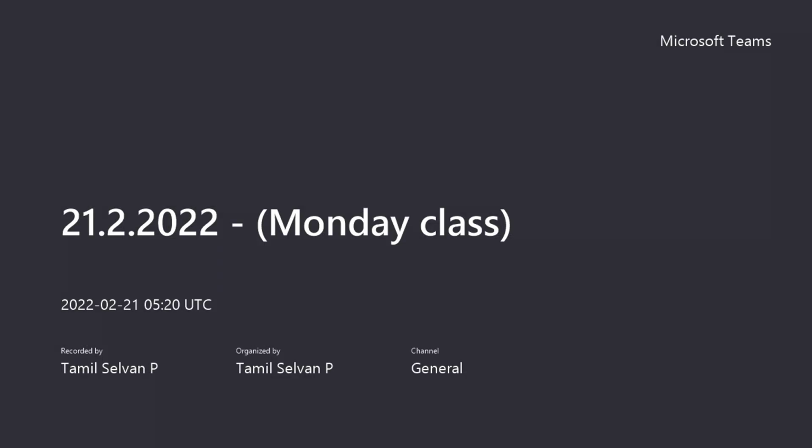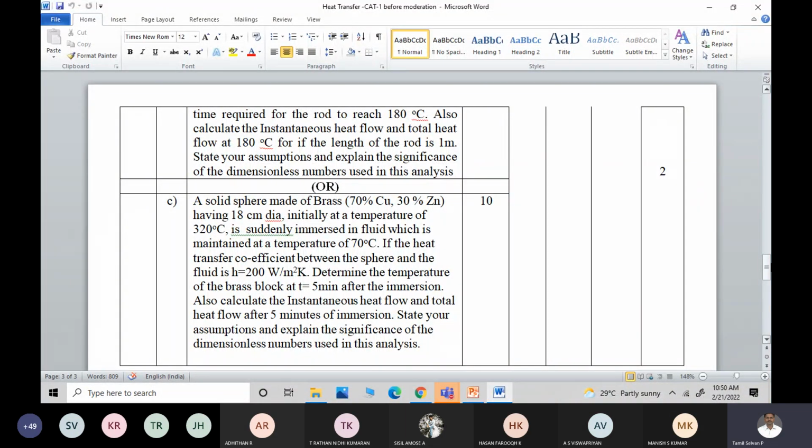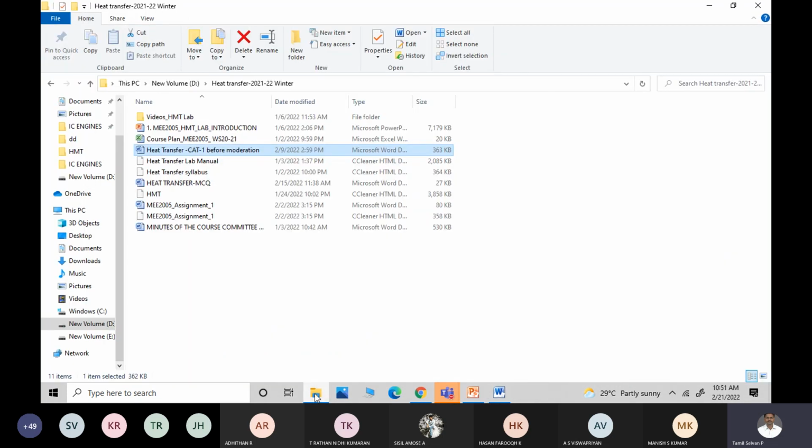As far as I can see, the material is given, and out of the 25 students, around 22 or 23 have taken the values. For example, brass 70% Cu and 30% Zn, most of them are able to take the values. I was quite happy with that.